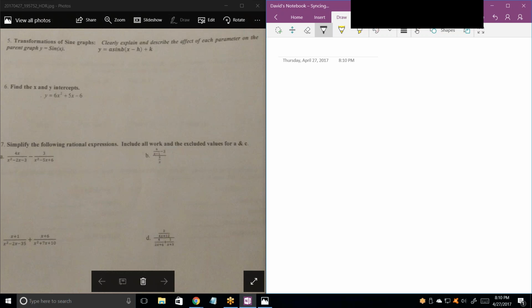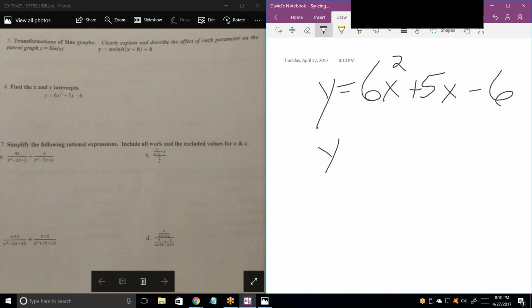Number 6. They want the X and the Y-intercepts. Let's start with the easiest one. What's the Y-intercept? -6. Which is when X is equal to 0. That's what you want to remember, is when X is equal to 0, that's the Y-intercept. What's the X-intercept? When Y is what? Equal to 0. Yeah, that's the key. X-intercepts are when Y equals 0. Y-intercepts are when X equals 0.